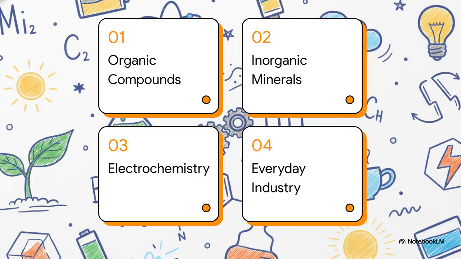To keep things organized today, here is our roadmap for decoding the universe. 1. The magic of organic compounds. 2. Inorganic minerals and crucial acids. 3. Electrochemistry and generating power. And 4. Chemistry in everyday industry.